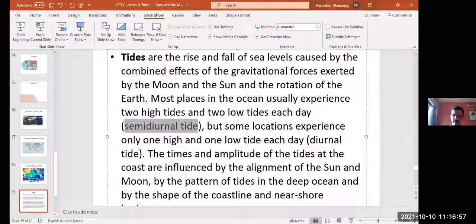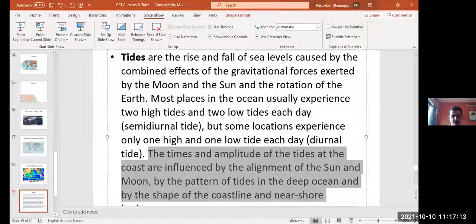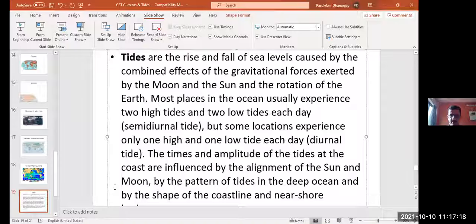Vishnu, can you switch on your mic? Read this last line for the class, as loud as you can. The times and amplitude of the tides at the coast are influenced by the alignment of the sun and moon, by the pattern of tides in the deep ocean, and by the shape of the coastline and nearshore. Nearshore. Now, what do you understand by this alignment of the sun and moon?